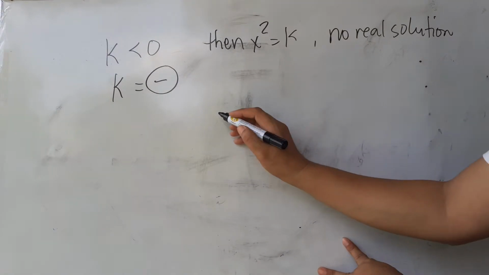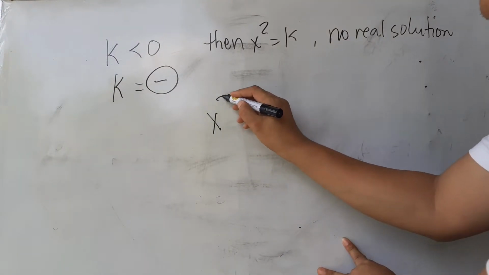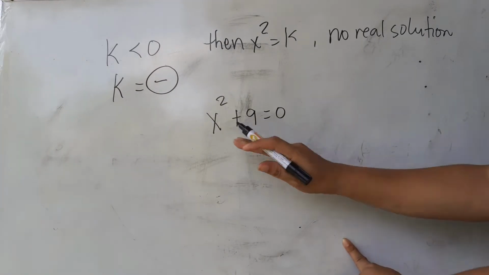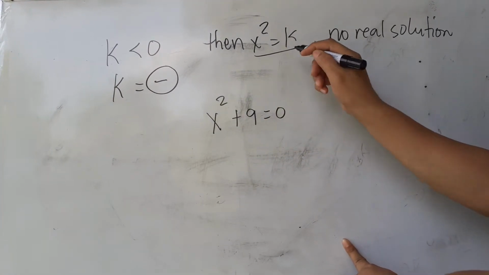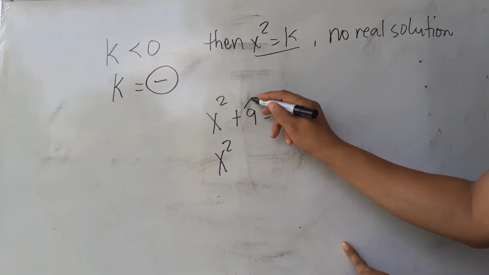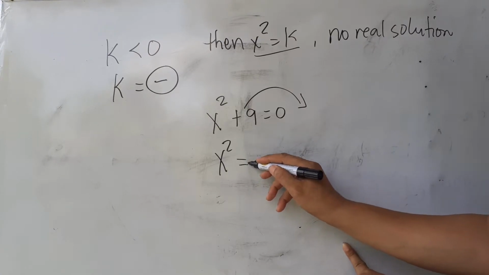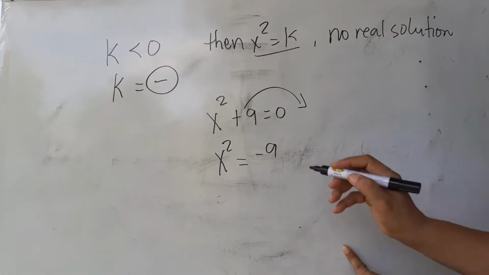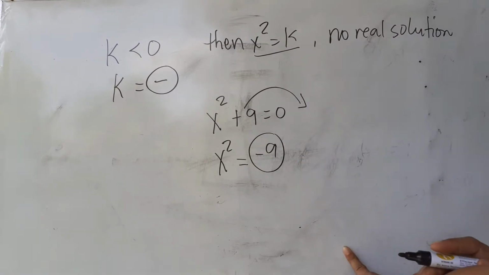Okay, example. We have x squared plus 9 is equal to 0. Itong x squared plus 9 po, kailangan po maging x squared is equal to k. So, we have x squared, transpose po natin siya, it is equal to, from positive magiging negative 9. Wala po tayong solution dyan.